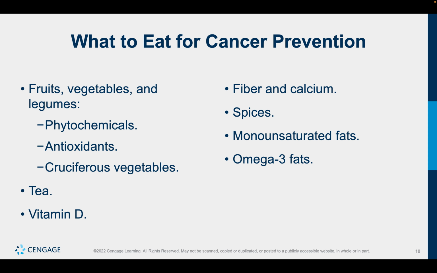Tea is another form of adding antioxidants to your body if you don't want to eat fruits and vegetables. Vitamin D, fiber, calcium, monounsaturated fats, and omega-3 fats have been shown to be preventive in developing some forms of cancer. Keep in mind that nutrition is just part of the equation to reduce your risk of cancer.